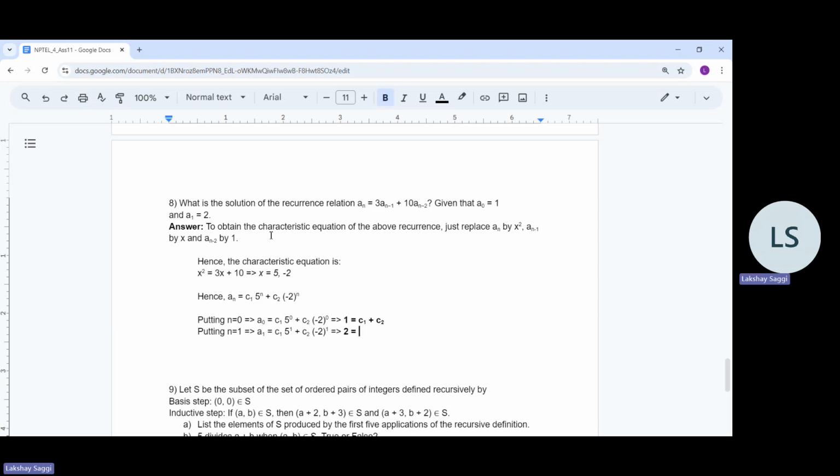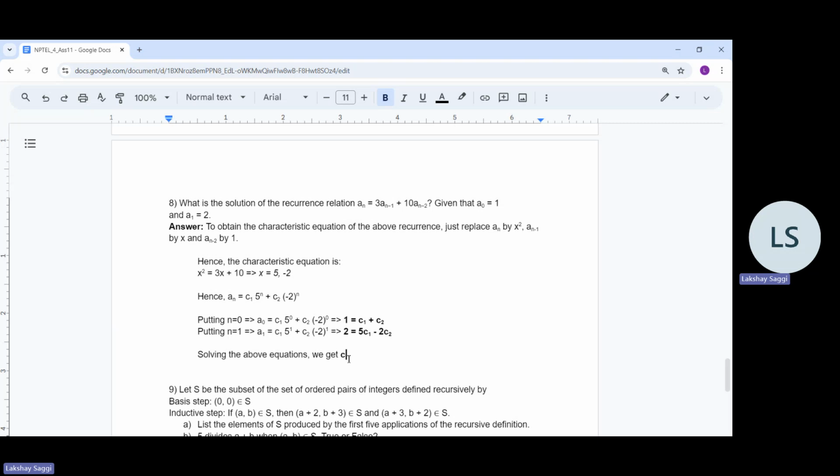So 2 equals 5C1 minus 2C2. Right? So we have now two equations and we have two variables, C1 and C2. So solving the above equations, what will we get? We can solve the above equations, and we'll get the values of C1 and C2.